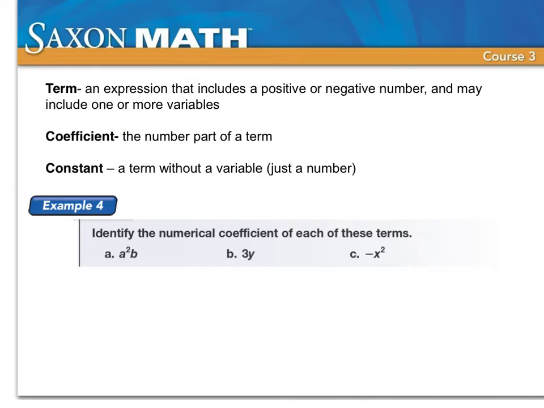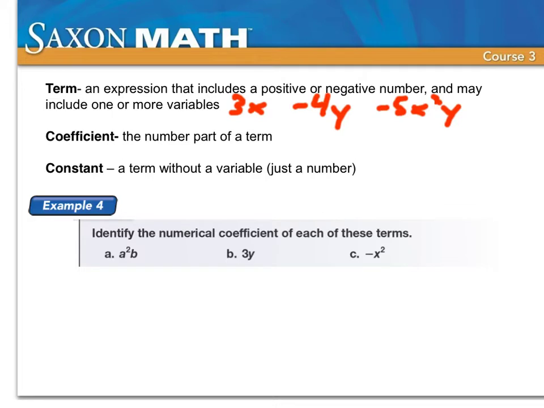Okay? So a term could be like 3x. It's got a positive number and a variable. It could be like negative 4y. Okay, again, a negative number and a variable together. It could be like negative 5x squared y. Okay, where we've got variable parts, x squareds and y's, and a number with it.